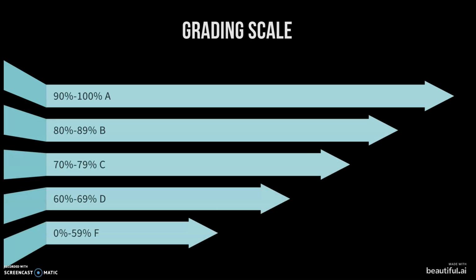Okay, our grading scale for this class will be 90 to 100 will be an A, 80 to 89 will be a B, 70 to 79 will be a C, 60 to 69 will be a D, and 0 to 59 will be an F.